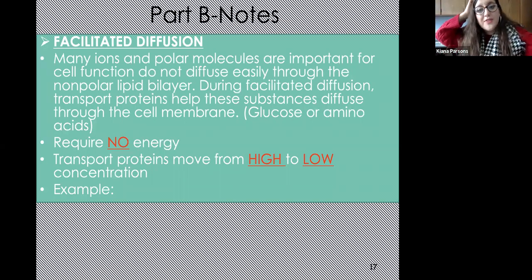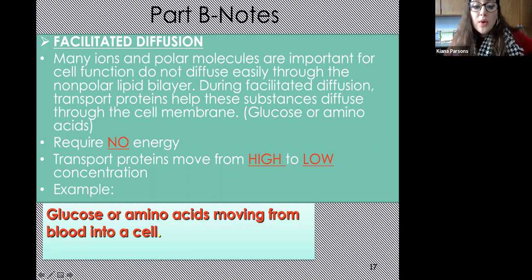All right, here are your notes for facilitated diffusion. And I do believe this is where I will leave you today. So let's go ahead and get through it. Facilitated diffusion. Many ions and polar molecules are important for cell function and do not diffuse easily through the nonpolar lipid bilayer. During facilitated diffusion, transport proteins help these substances diffuse through the cell membrane. This requires no energy, and transport proteins move them from high to low concentration. An example is how glucose or amino acids move from blood into a cell.